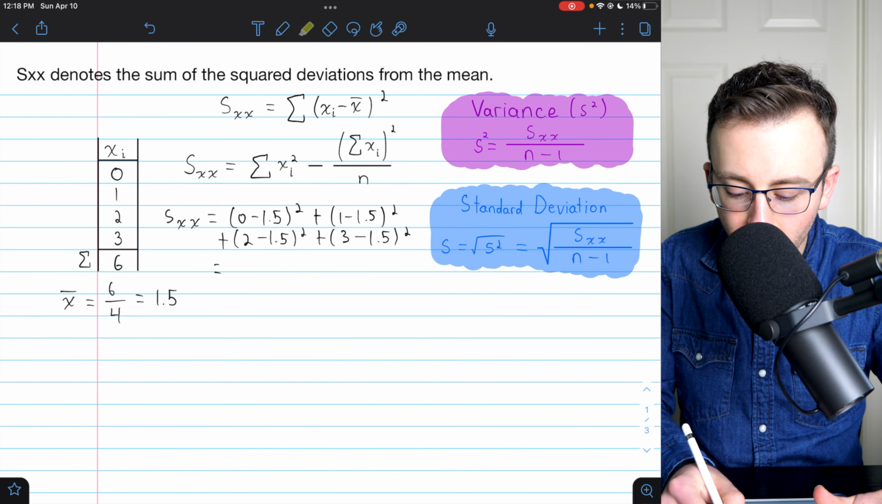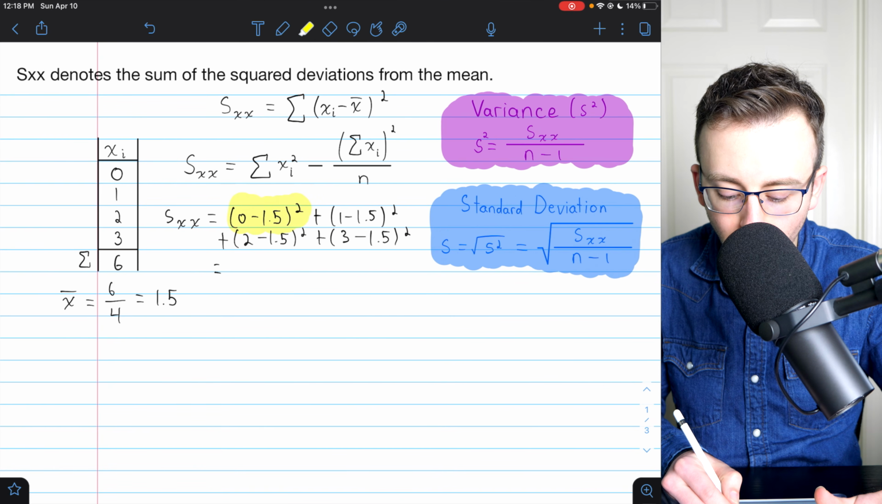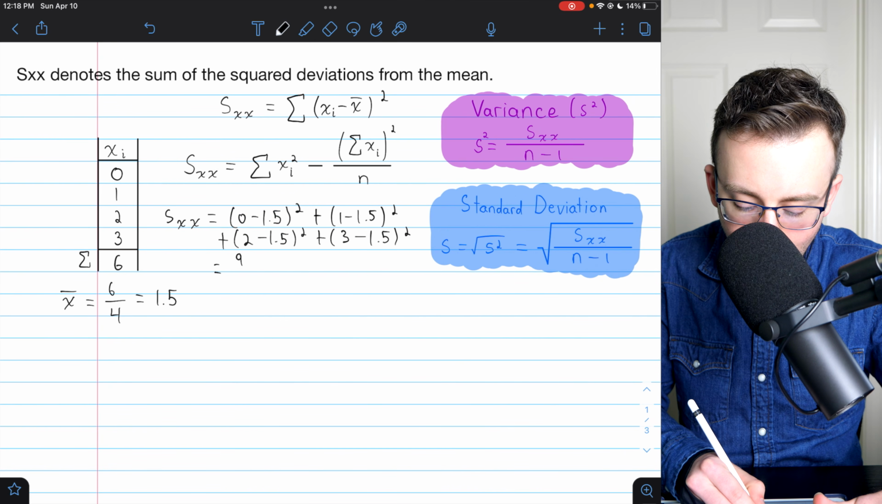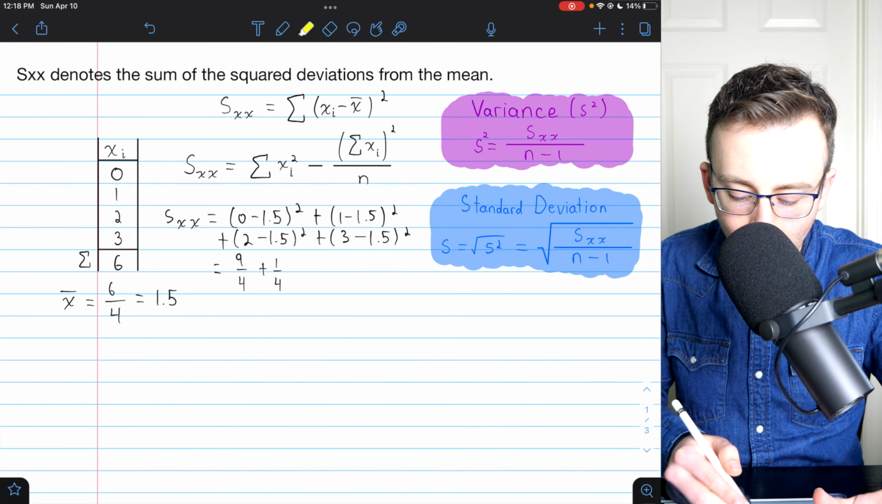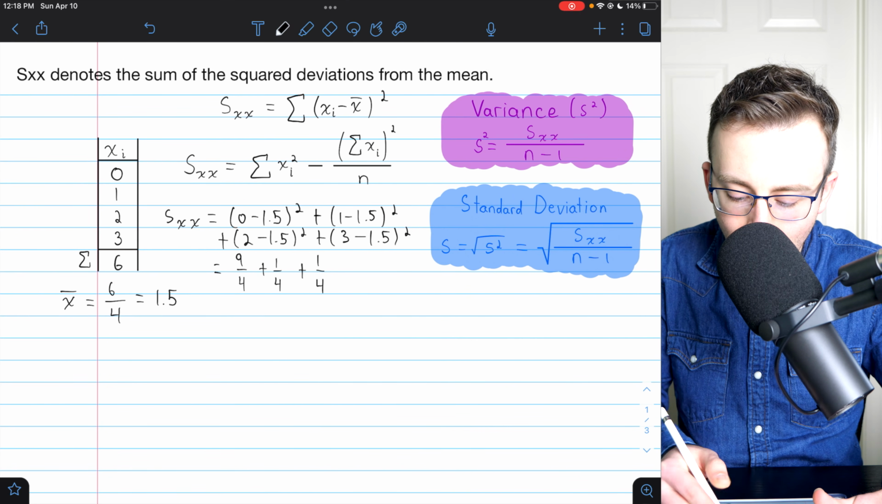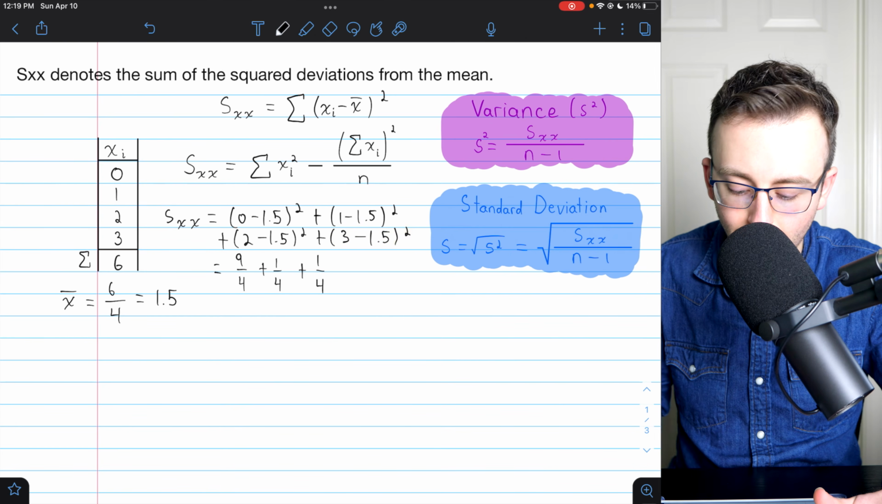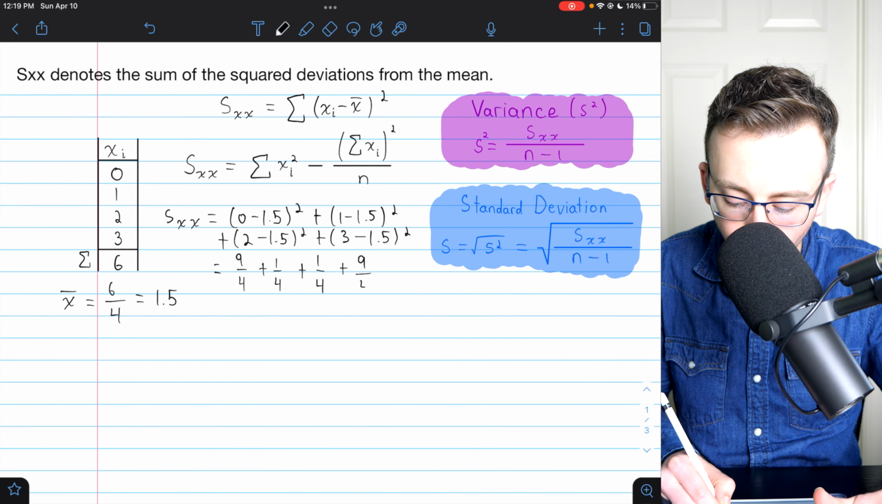Okay, so here we've got 0 minus 1.5 squared. That's negative 3/2 squared, which is 9/4. 1 minus 1.5 is negative half. Squared is going to be plus a fourth. Then 2 minus 1.5 is a half, so square that and we get a fourth. And then 3 minus 1.5 is 1.5, which is 3/2. Then we square that, and that gives us 9/4.